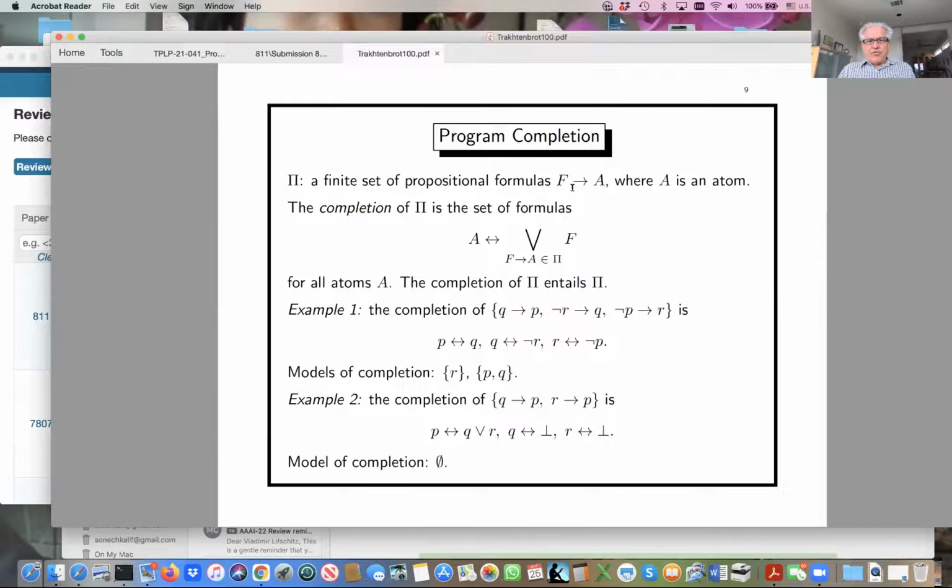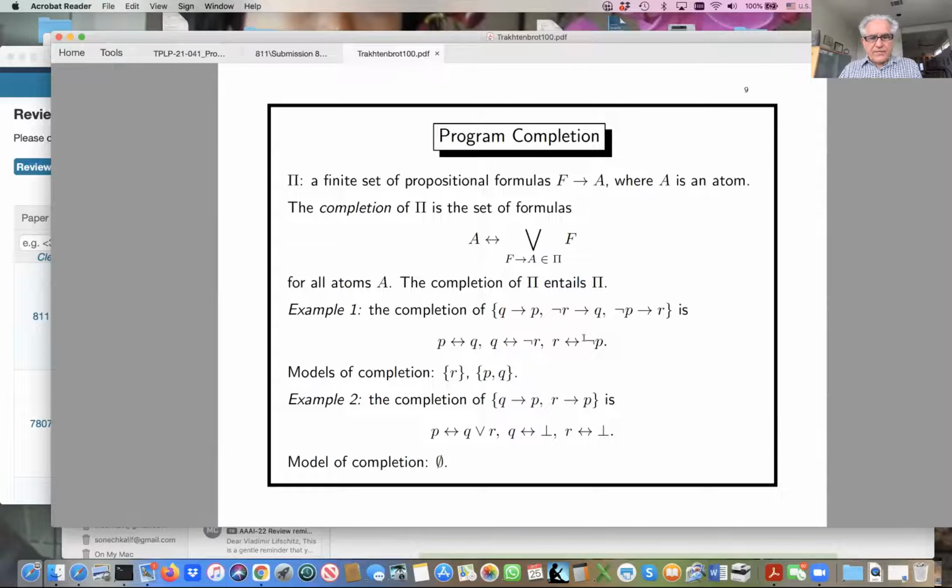The completion of Π is stronger than Π. It entails Π clearly, because if you look at these equivalences left to right, the implication from this disjunction to A is exactly the conjunction of all the formulas in Π with A in the consequent.